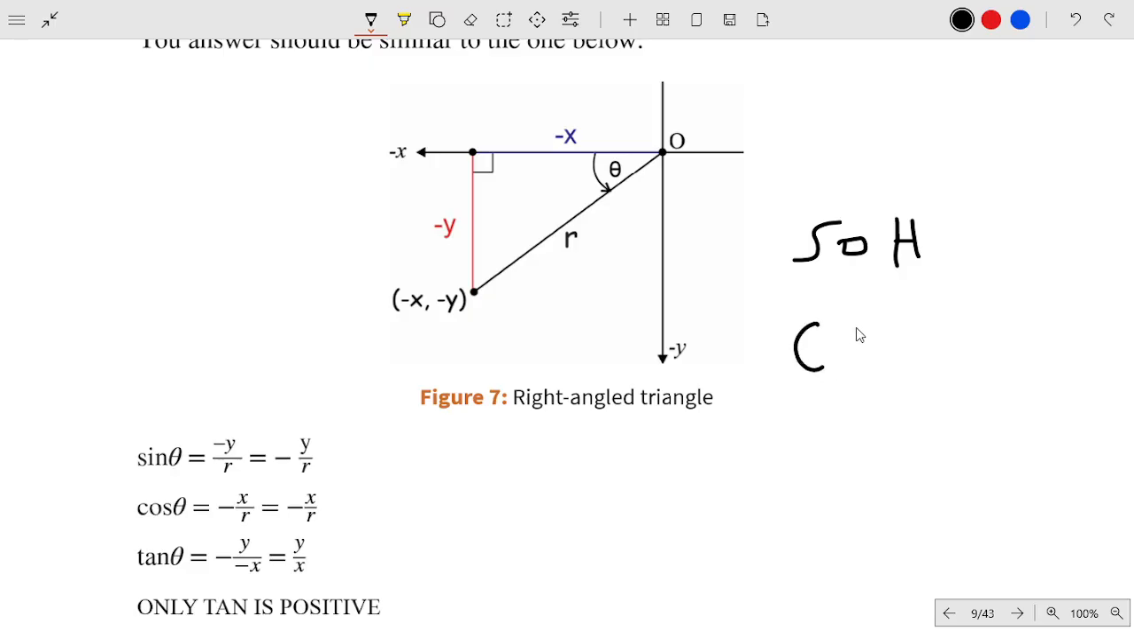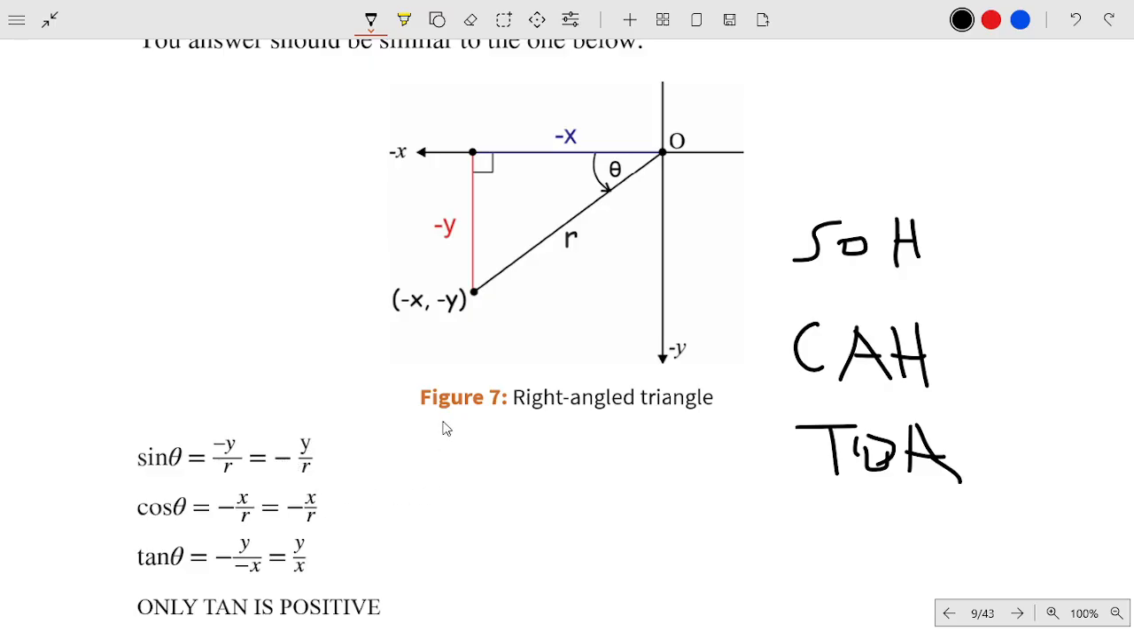SOH CAH TOA. So in here, sine is opposite on hypotenuse. Now the angle is here, its opposite is what? Y, but it is at the negative side. So you have negative y divided by the hypotenuse, which is R. So in here sine is negative. So we have y on R being negative.